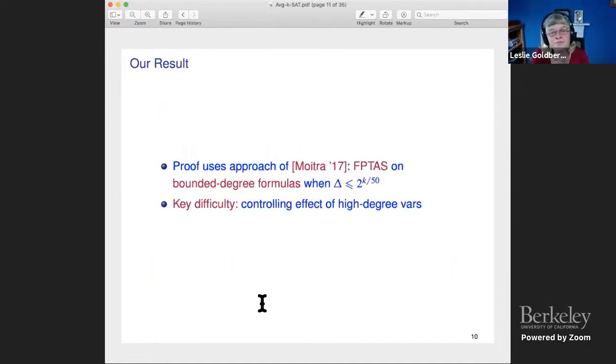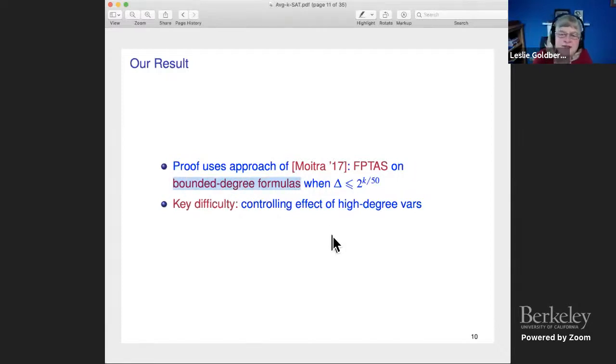Okay, our approach: because the state space, or the set of satisfying assignments, is disconnected in this regime, we can't really rely too easily on local algorithms. And our proof relies on an approach of Moitra, really nice work of Moitra, which gives a fully polynomial time approximation scheme for bounded degree formulas.